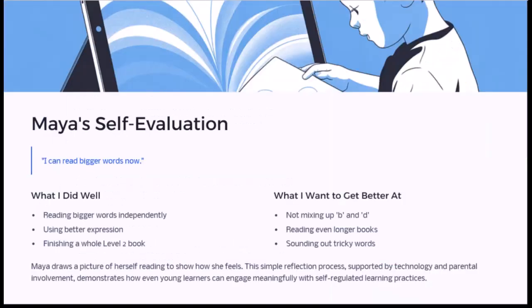At the end of the month, with her parents, Maya watches her earlier videos and recordings and compares them to her new one. With help, she completes a simple reflection on her e-portfolio. What she did well: she might be able to read bigger words now. What she wants to get better: maybe not mixing up B and D. She draws a picture of herself reading to show how she feels. This provides a great example of how e-portfolios can be used with younger children to encourage self-regulated learning.